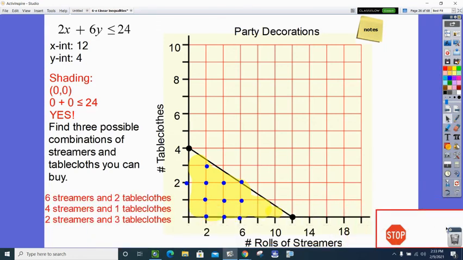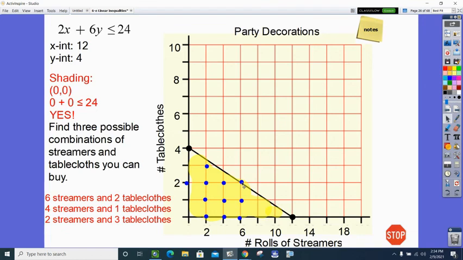I picked the 6 streamers and 2 tablecloths, which is this one right here. I picked the 4 streamers and 1 tablecloth, which is right there. I picked the 2 streamers and 3 tablecloths, which is right there. There are more combinations, but with all of these you would leave being able to afford them. And I think other than this one, you would leave with change.